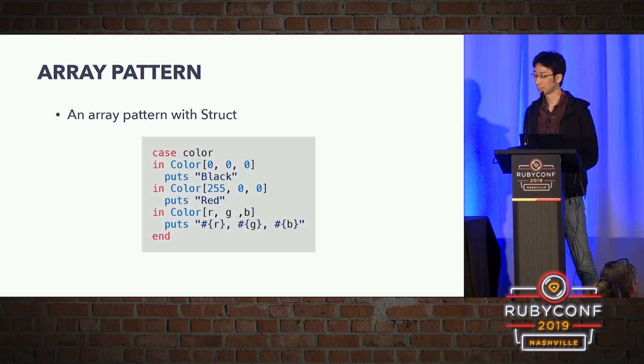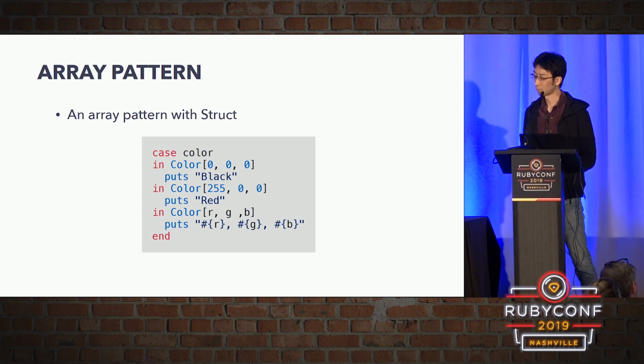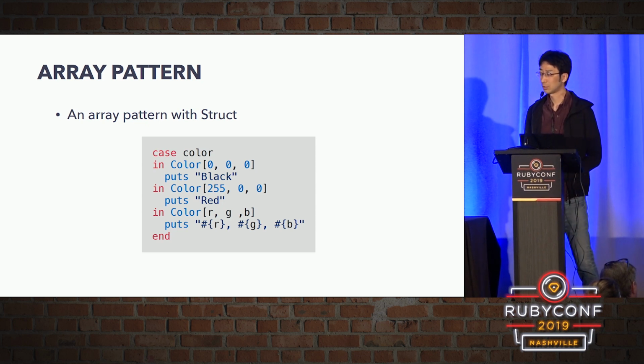In the first pattern, the RGB value is 0, 0, 0, so that would be black. And the second pattern is a case where only R is 255, so it would be red. So I think it is very easy to understand.